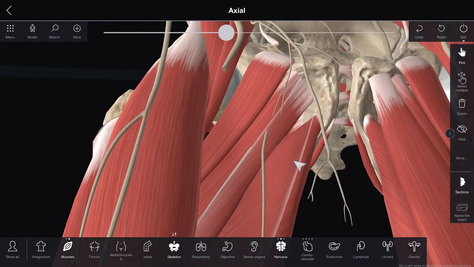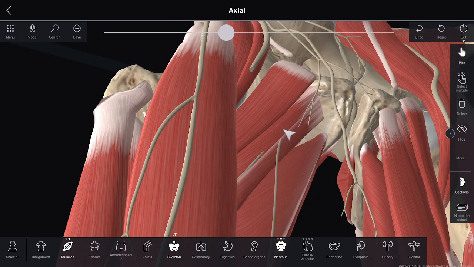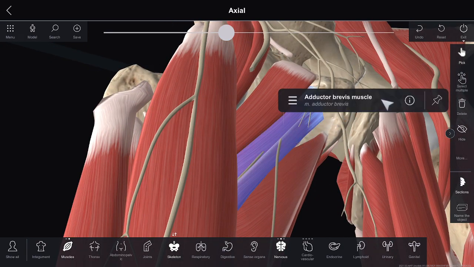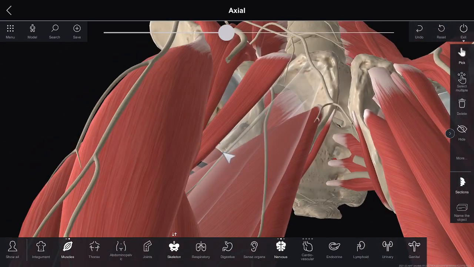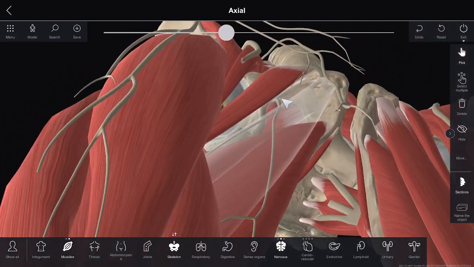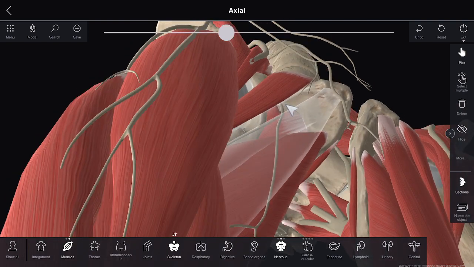And we can see that the nerve also pierces this muscle. What is it? Adductor brevis. Again, we shall hide it. Oh. And now it's clear that the nerve appears from this space. What is it? It's the adductor foramen. Foramen adductorius. So it appears just here.